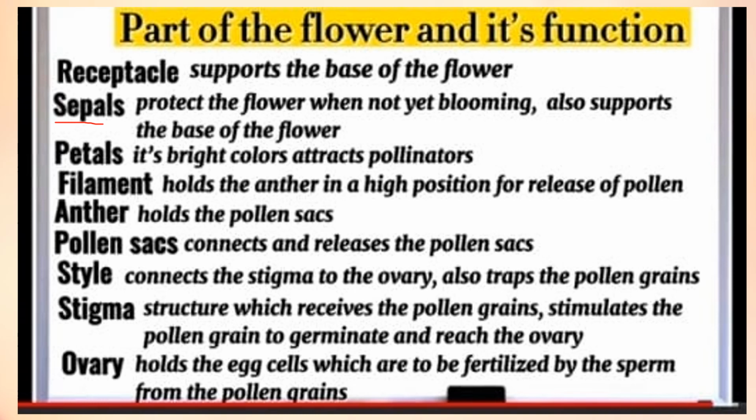Pollen sac releases the pollen. Style connects the stigma to the ovary, and also traps the pollen grains. Stigma is the structure which receives the pollen grains and stimulates them to germinate and reach the ovary. Ovary holds the ovules which are to be fertilized by the sperm from the pollen grains. These are the parts of a flower and their functions.